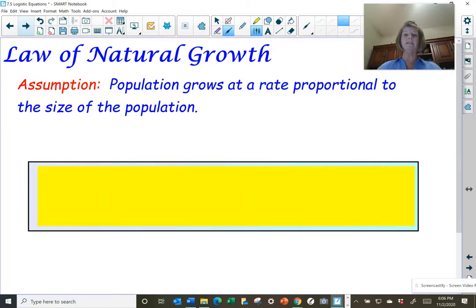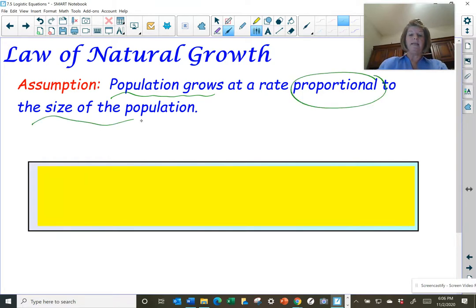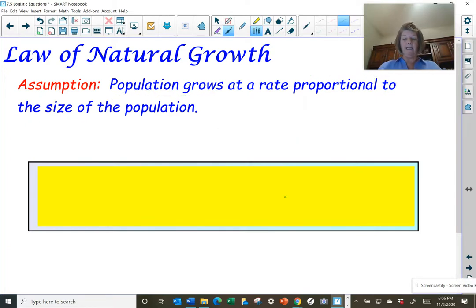There is this law of natural growth, and the assumption goes that the population grows at a rate that is proportional to the size of the population that's present. So if I have a lot present, it will take off and grow quite rapidly because I'll have lots of starter stuff to populate. If I start with just a little bit, then it's going to be a slower growth curve. So what does that translate into?